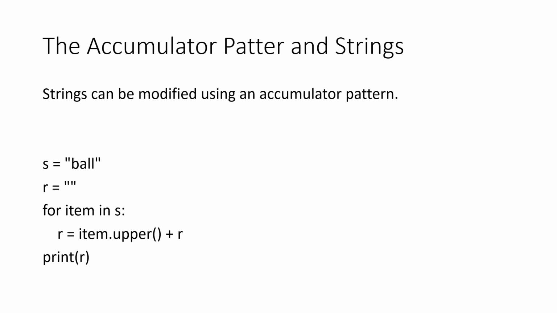Now, we've discussed the accumulator pattern, and you can actually use this with strings in order to manipulate strings. In this case, we're taking a simple string, the word ball, and we're going to iterate through it, and for each letter in the string, we're going to take another string R, which starts as the empty string, and add the letter plus what we've already accumulated there. In this case, what it would do is actually reverse the string as well as put it into all capital letters.